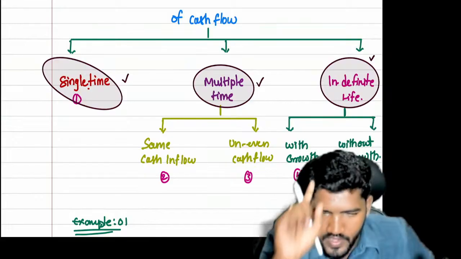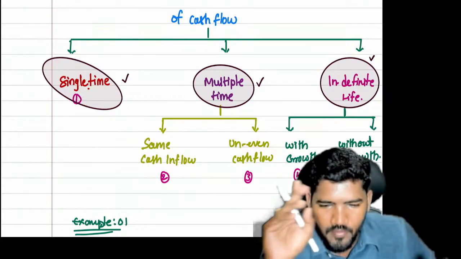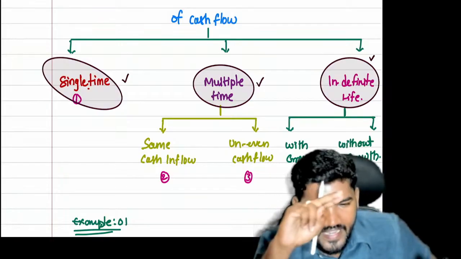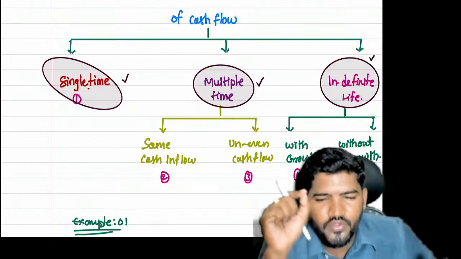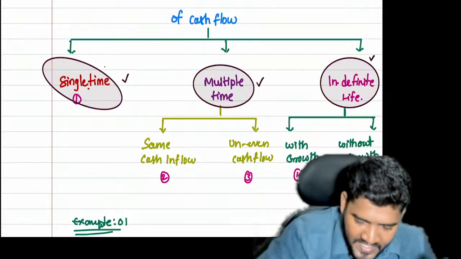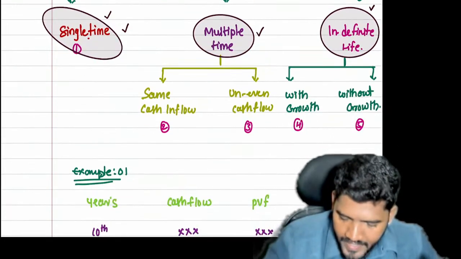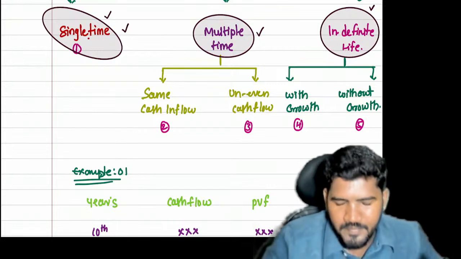So if I invest 1 lakh rupees, for 2 years I'm not receiving anything. But at the end of the second year, I will receive 2 lakh 20,000 for the investment of 1 lakh. That kind of cash flow is known as single time cash inflows. Next, multiple, which means more than one time.